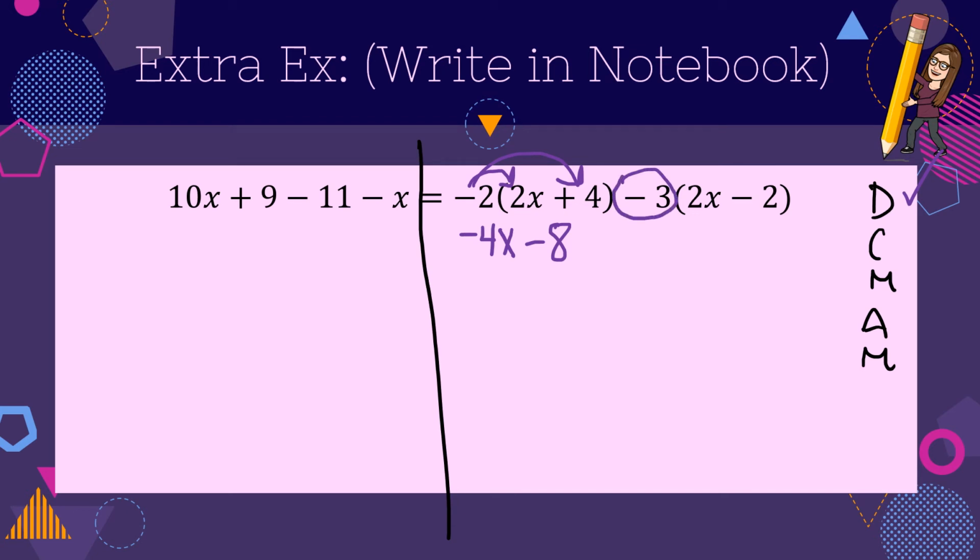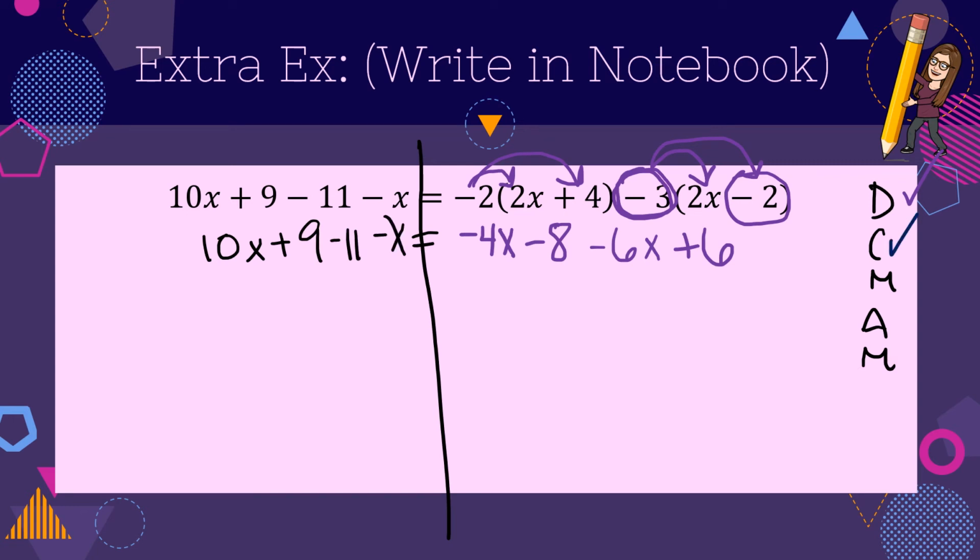You need to distribute a -3. You got to pay attention to the sign. If you don't, it's not going to work out. Negative 3 times positive 2 is negative 6x. Negative 3 times negative 2 is positive 6. Okay, check those signs there. All right, everything else falls down because we're doing one step at a time.